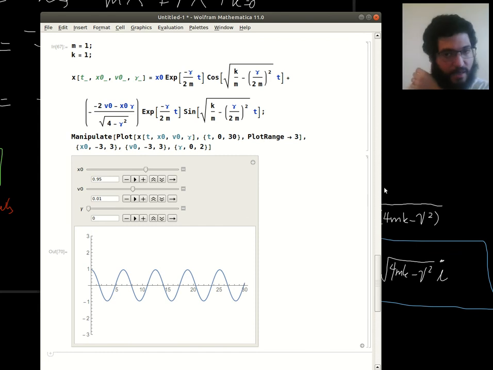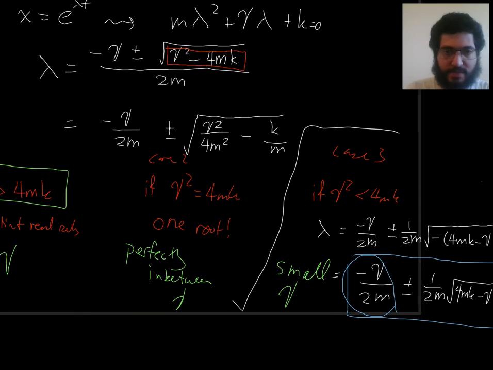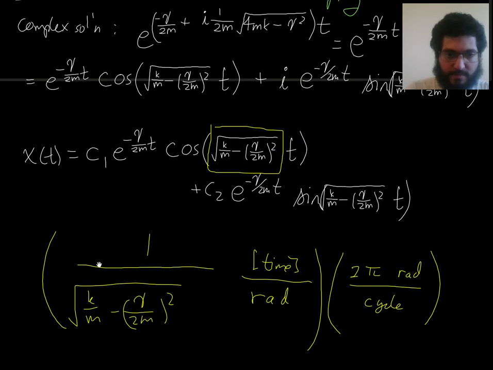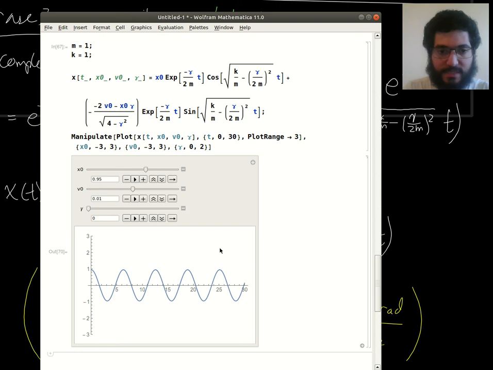And it oscillates with a certain frequency. What is its natural frequency of oscillation? This is the angular frequency of oscillation. If gamma is 0, it's just square root k over m. That's what we found very early on when we analyzed the system. Square root of k over m is the angular frequency. So that's what we're seeing.